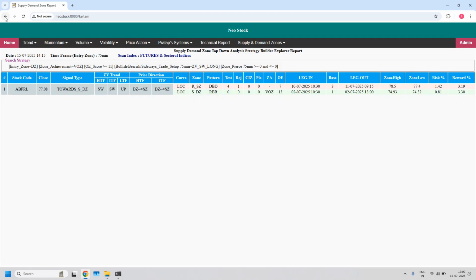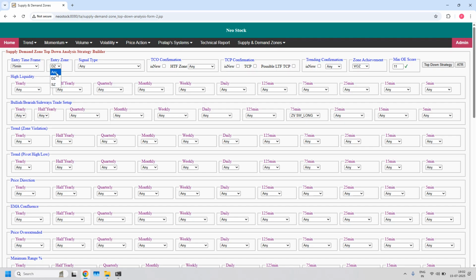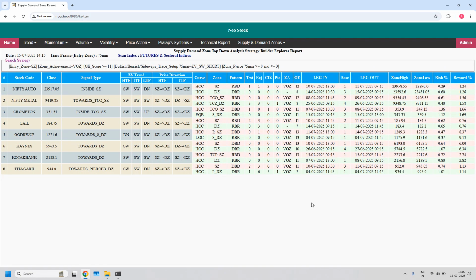Next, sideways short trade setup for weekly income trade, 75 minutes supply zone, and also here sideways short. We got 8 stocks, and entry time frame zones are 75 minute supply zones. So total 8 stocks we got. Sideways short trade setup for weekly income trade.